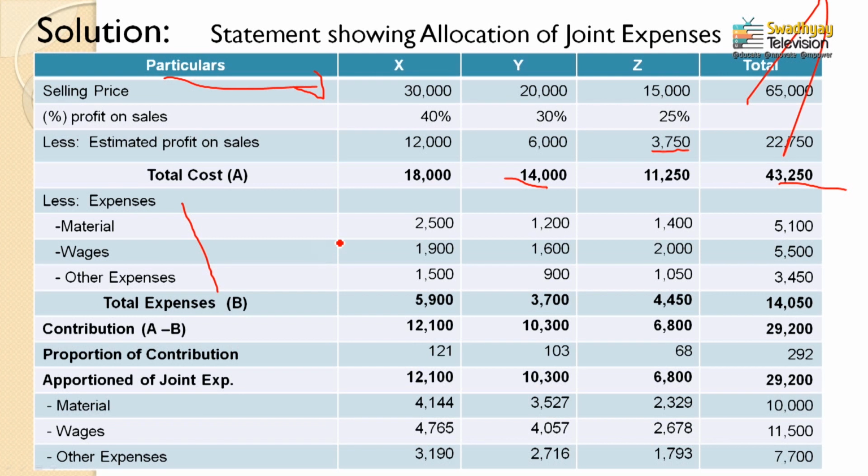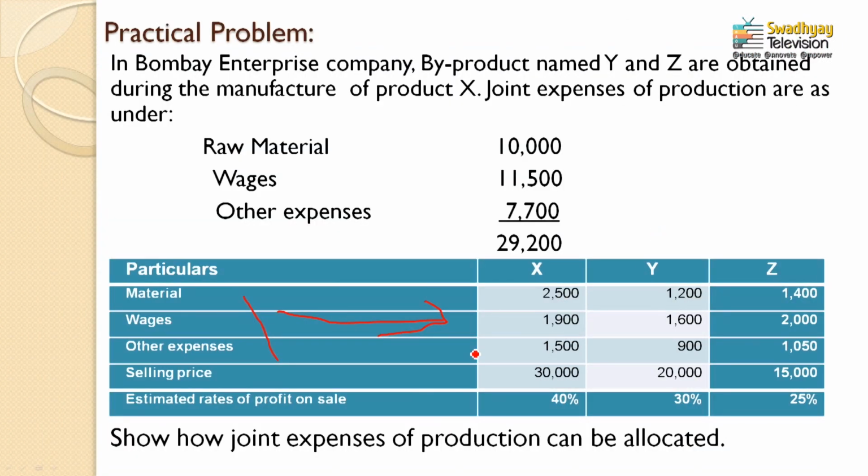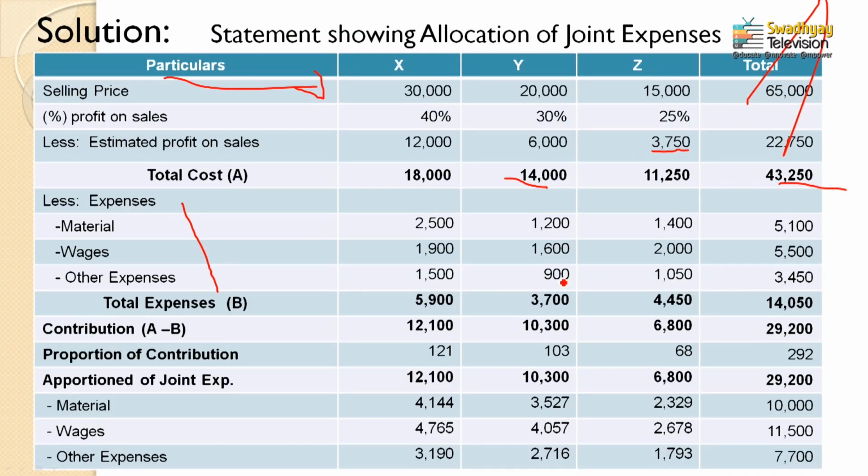Now here material is given for product X as 2500, Y is 1200 and Z is 1400. If you want to confirm this from the question, just see here the question in material also. X 2500, Y 1200 and Z is 1400. The same were written in the solution: 2500, 1200 and 1400. In the same way, wages is also mentioned in the question: 1900, 1600 and 2000 rupees. We need to make a total of the material expenditures also in the last column, as we prepared the last column as the total column. So the total material cost of all the three products comes to 5100.